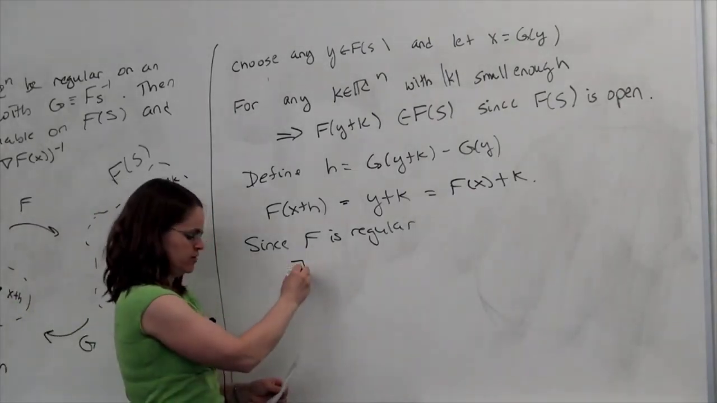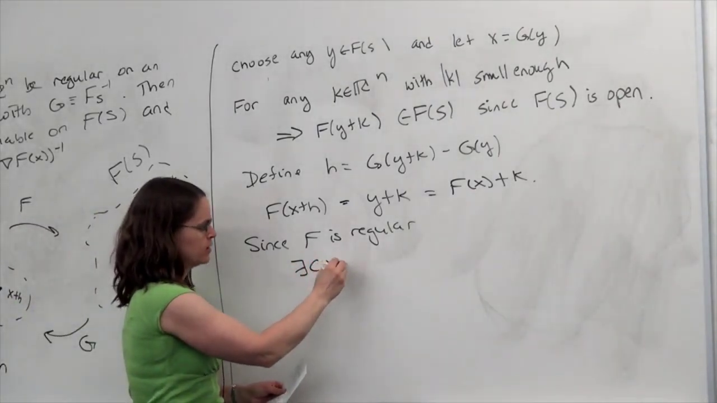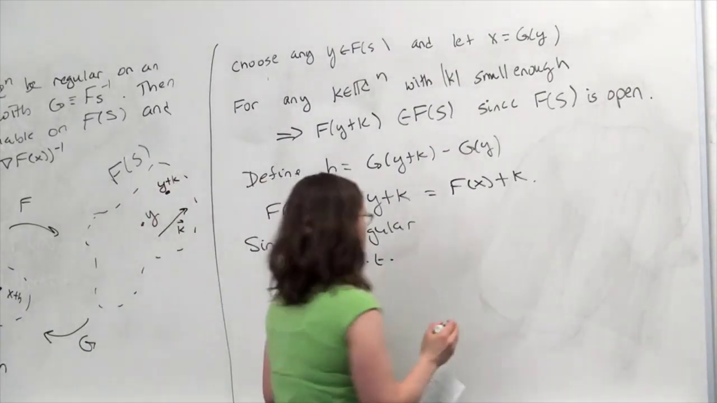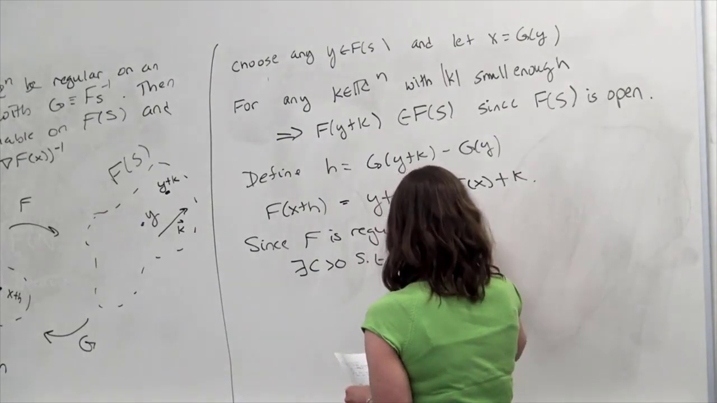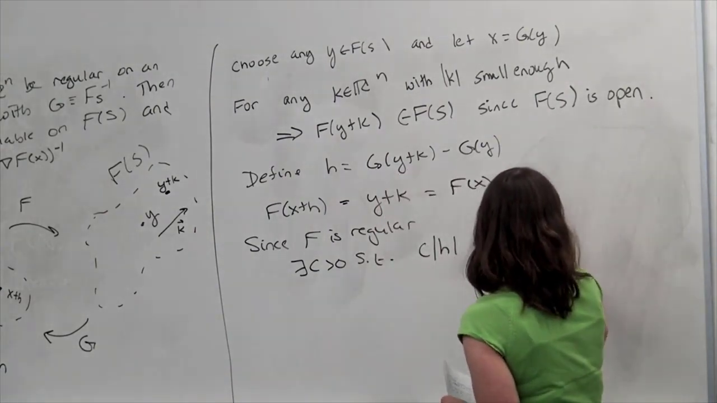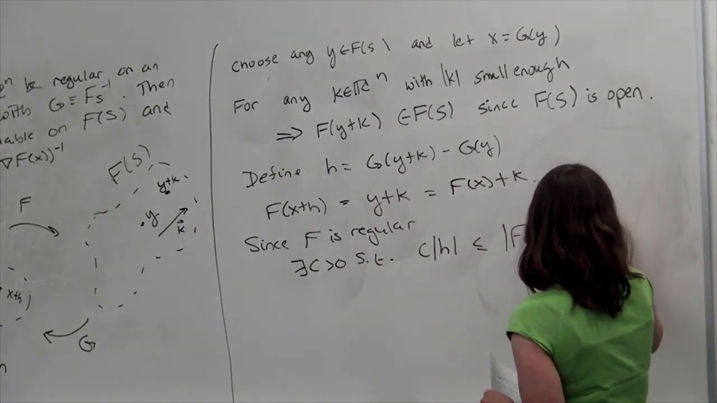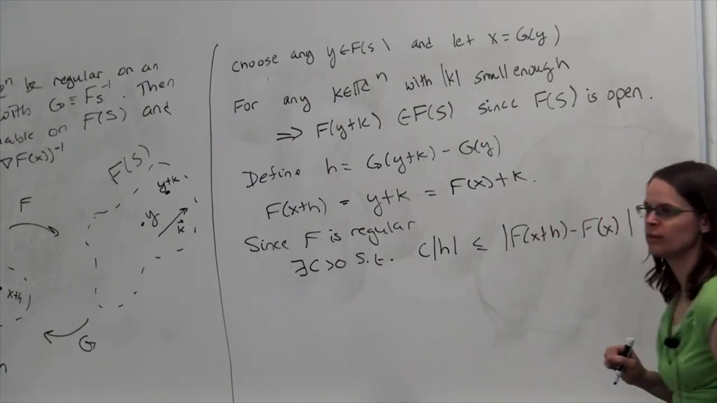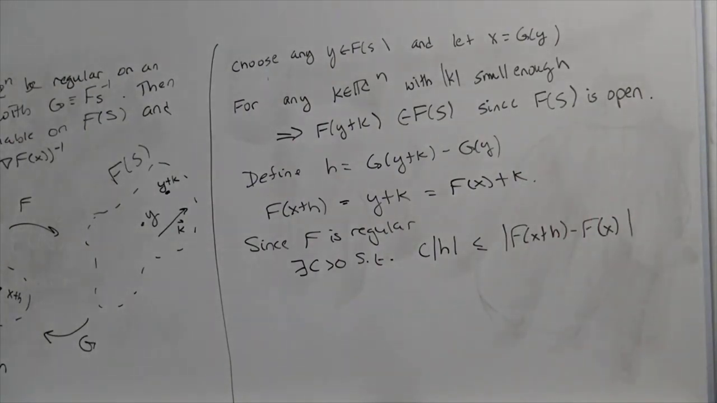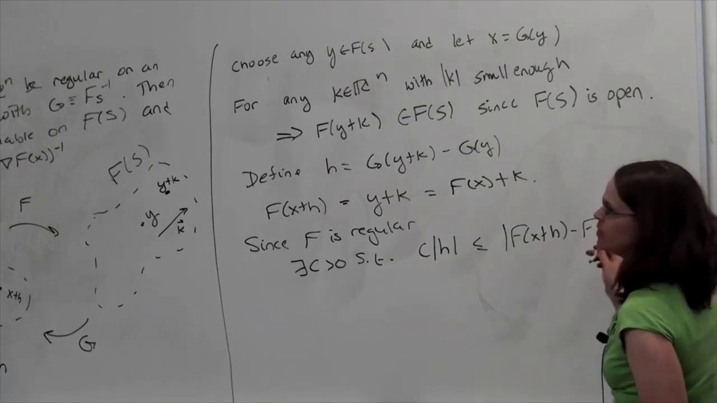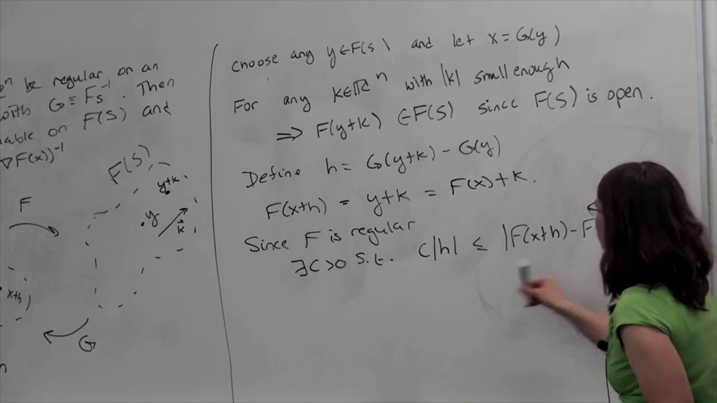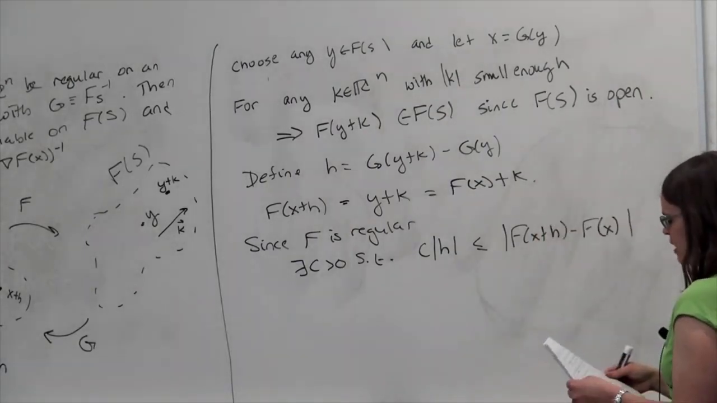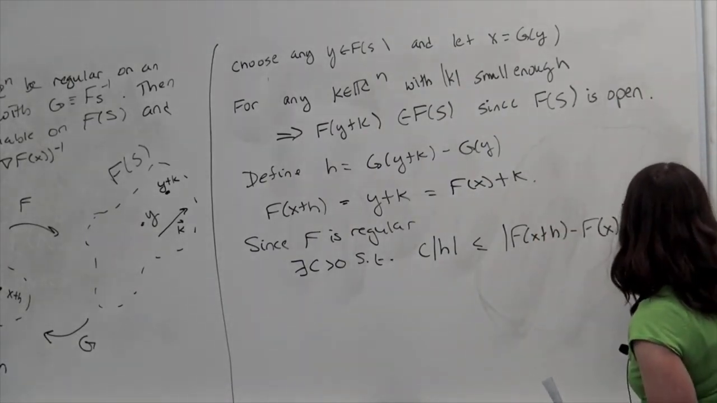So we know that there exists c greater than 0 such that c times the length of h is less than or equal to the length of f of x plus h minus f of x. These are the same kind of reverse Lipschitz bounds that we keep using. Now I've just plugged in x plus h and x instead of u and v. Well, x plus h minus x is h, and this we said was equal to k.